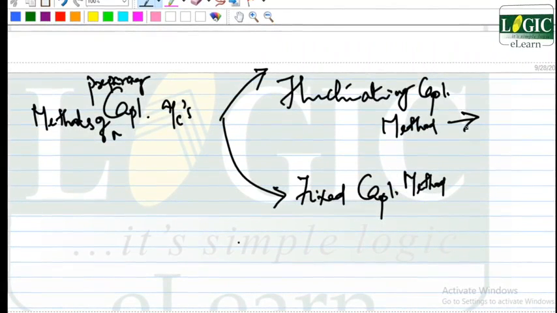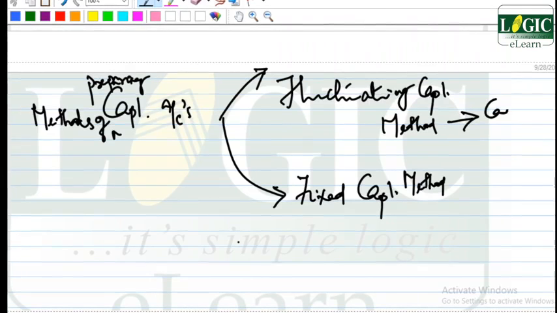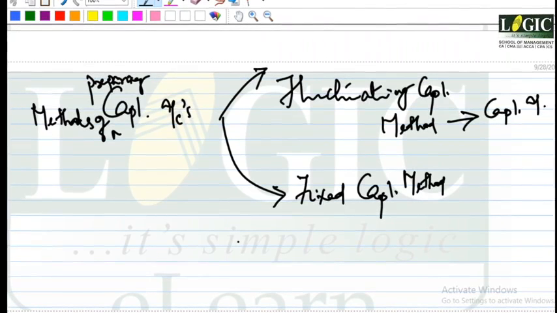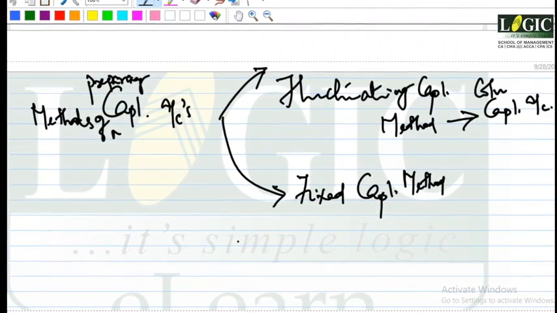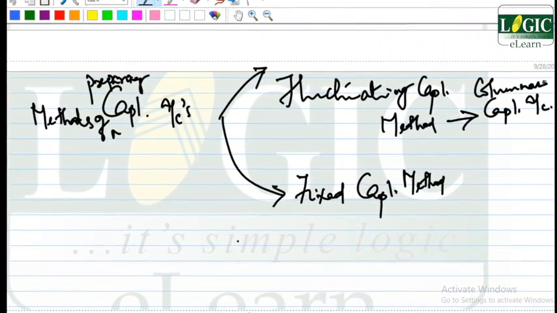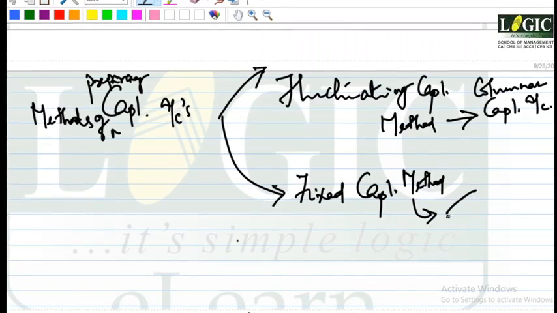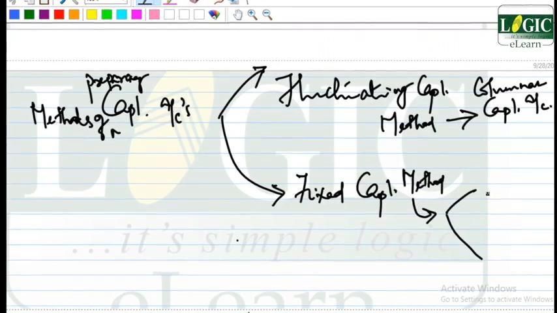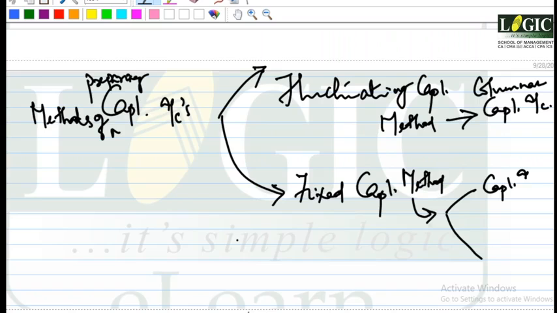Under fluctuating capital method, you will have only capital accounts, that is, columnar capital account of partners. Under fixed capital method, you will have two, that is, the capital account is bifurcated into two. First one is capital account and second one is current account.